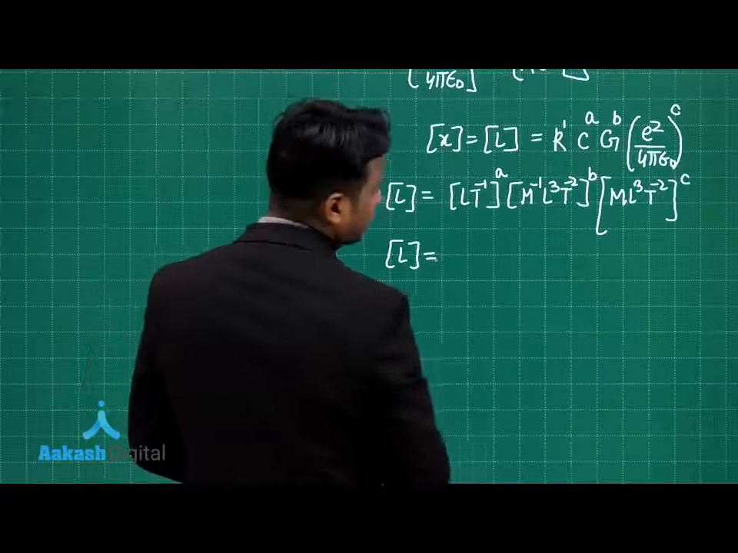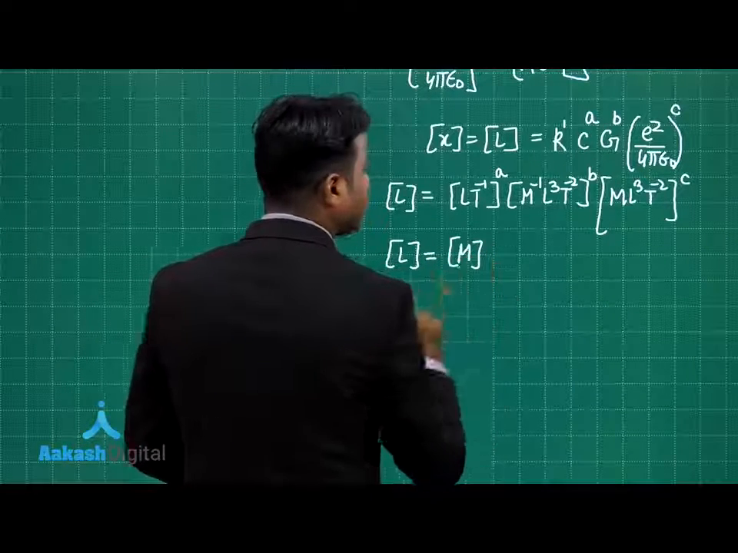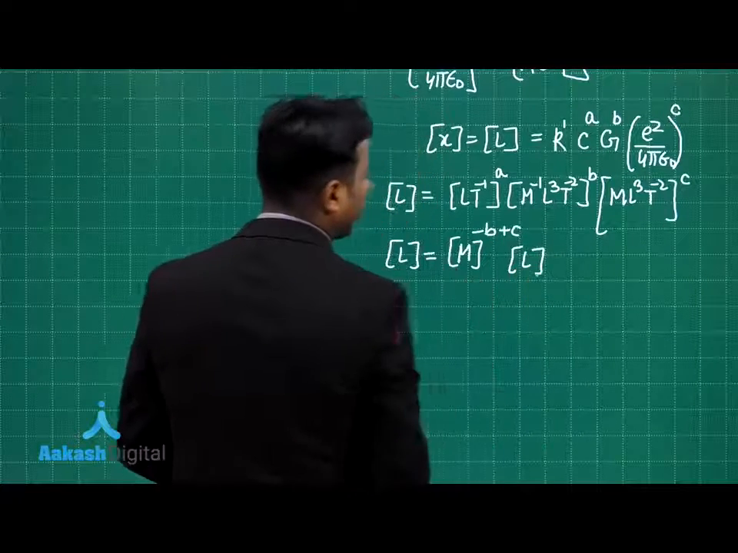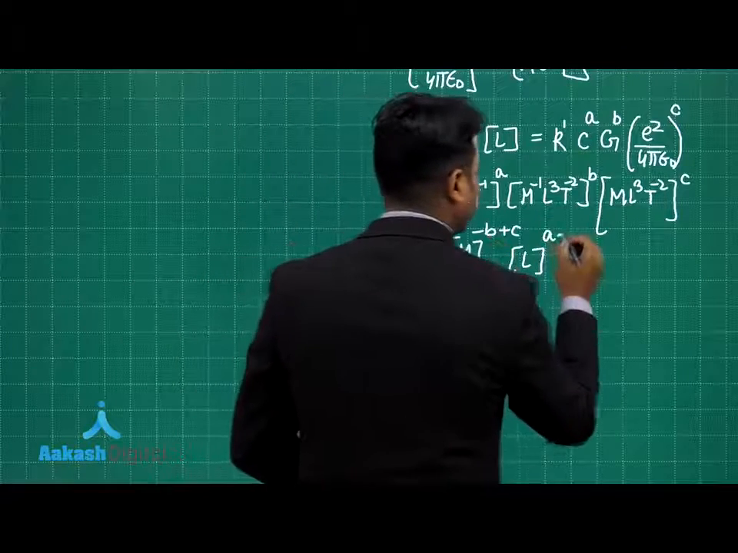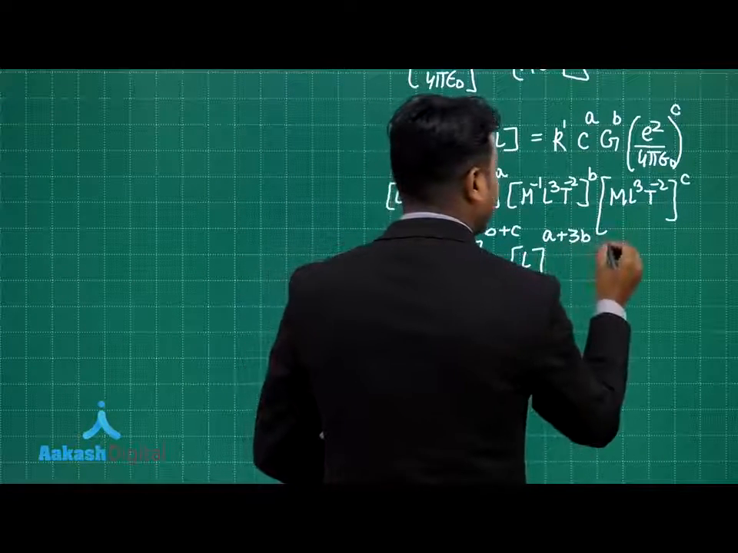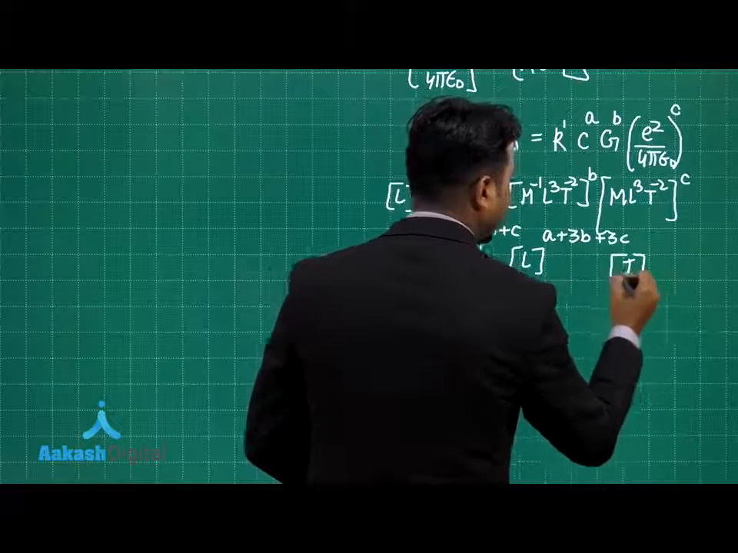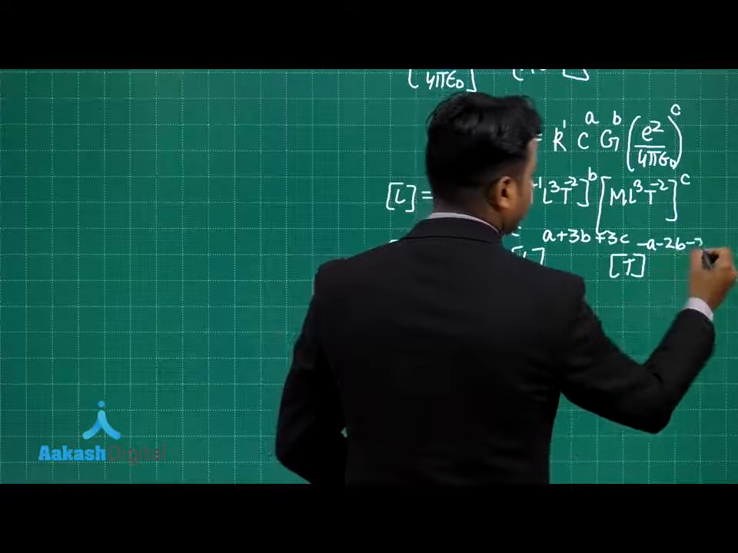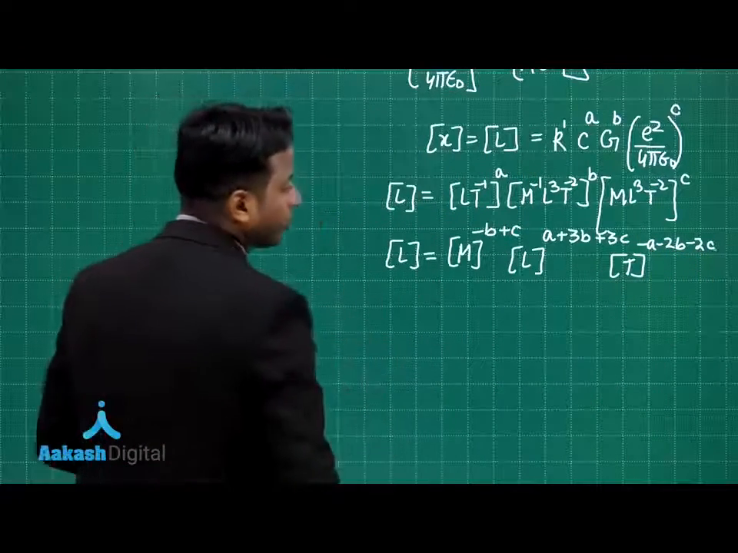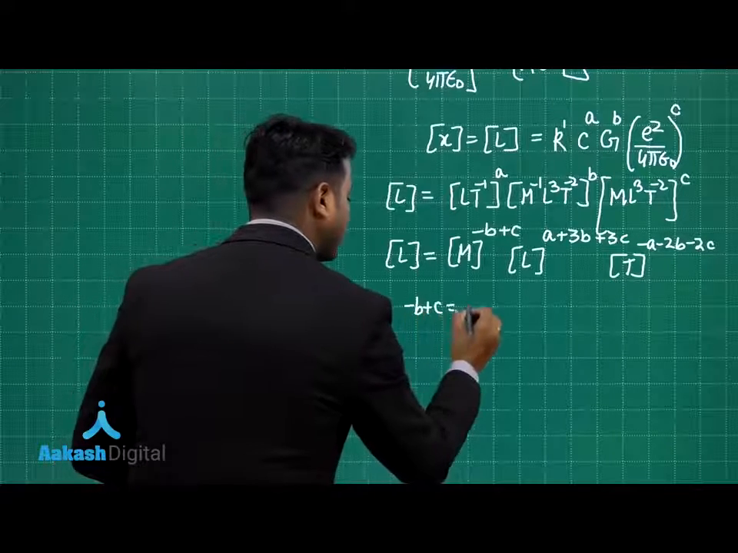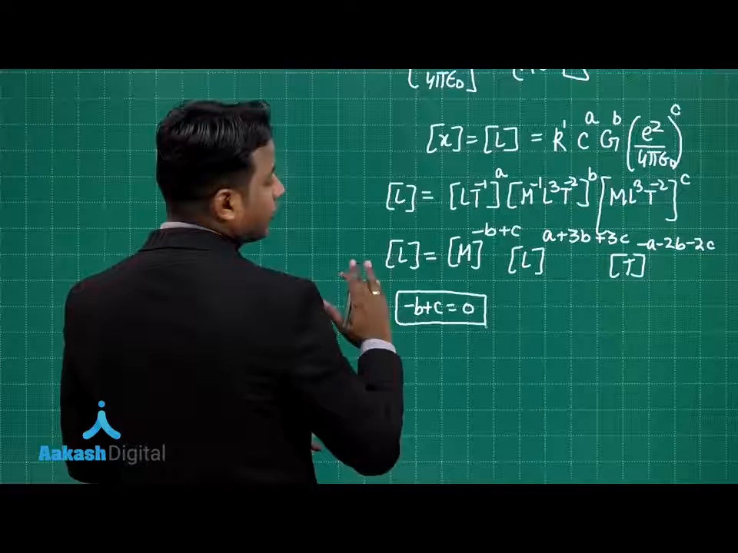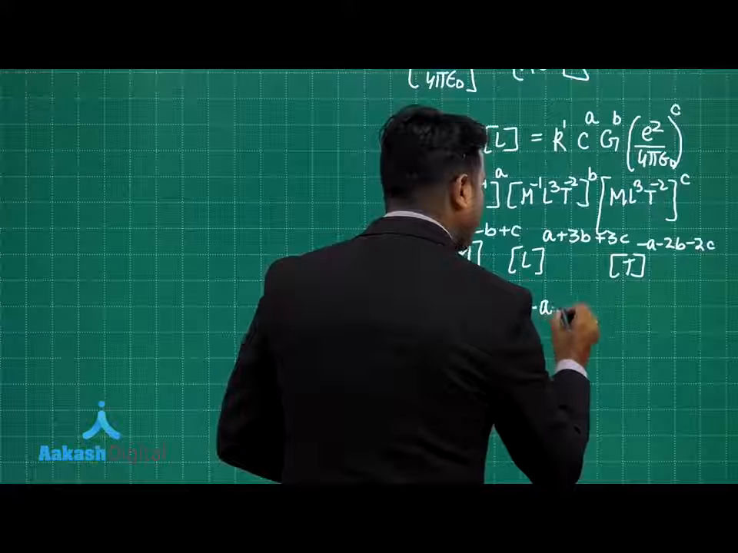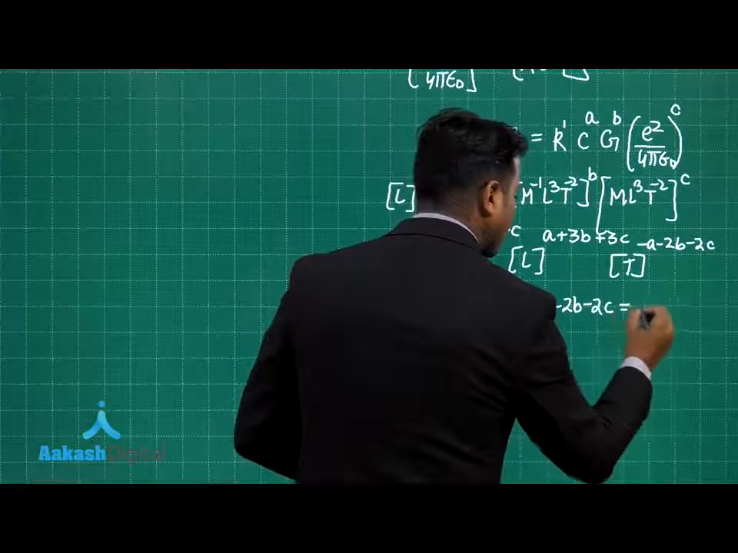We have L is equal to M to the power minus b plus c, then L we have a, then it is plus 3b, then it is plus 3c, and then T has the power of minus a, minus 2b, and then minus 2c. And you can compare from both the sides that minus b plus c is simply 0, because on the left hand side there is no mass dependence, and there is no time dependence as well. So this is minus a, minus 2b, minus 2c is also 0.